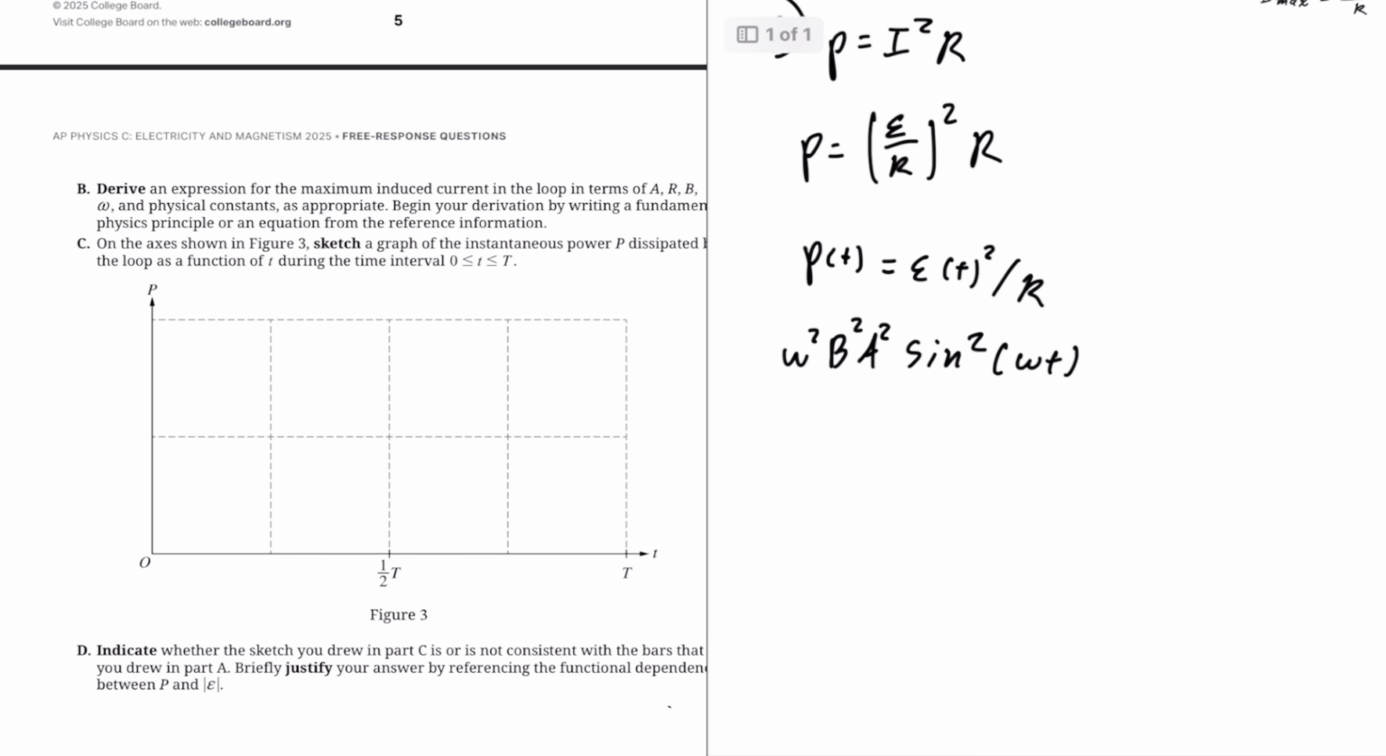So now we need to think. This is our power equation now. We need to think, what does sine squared look like?